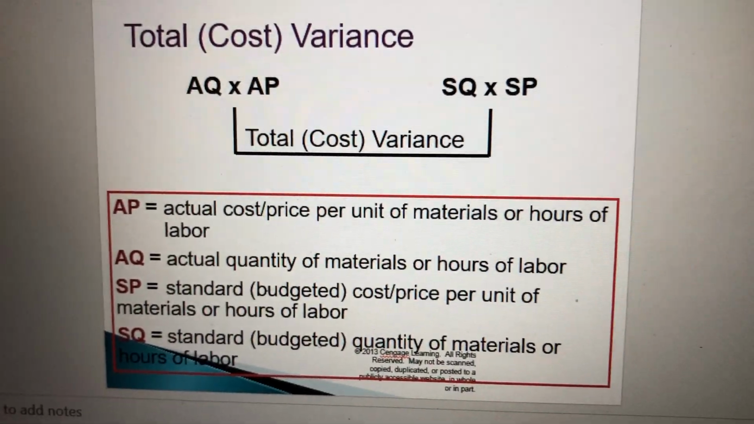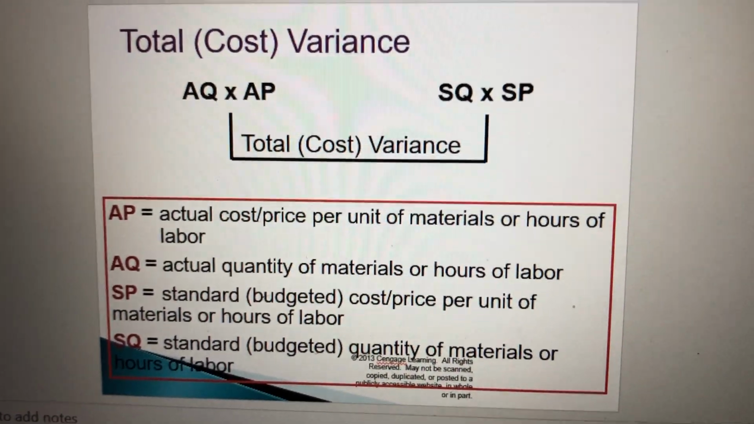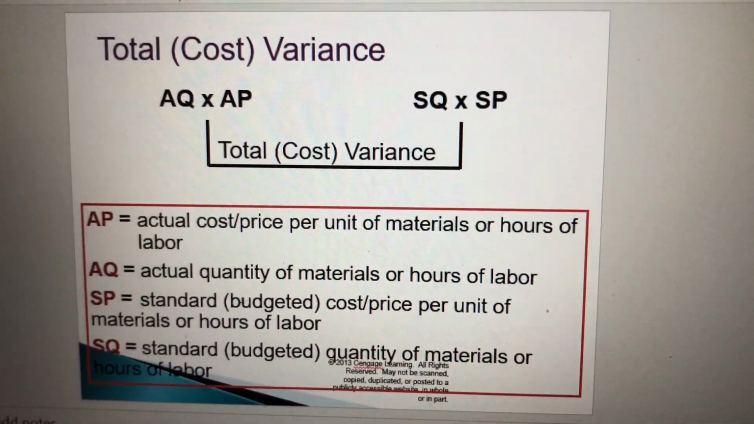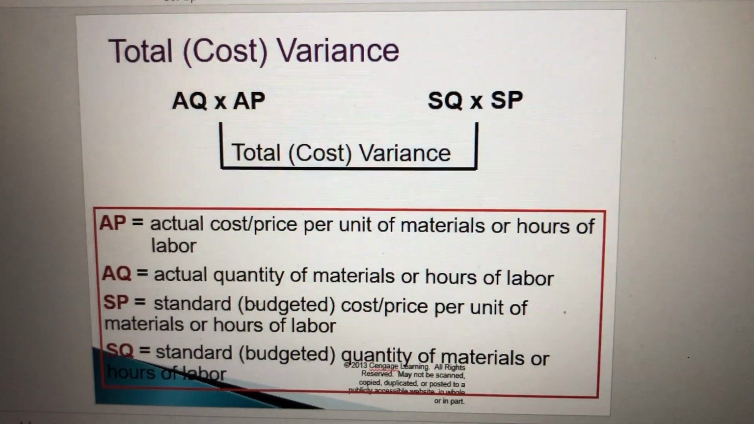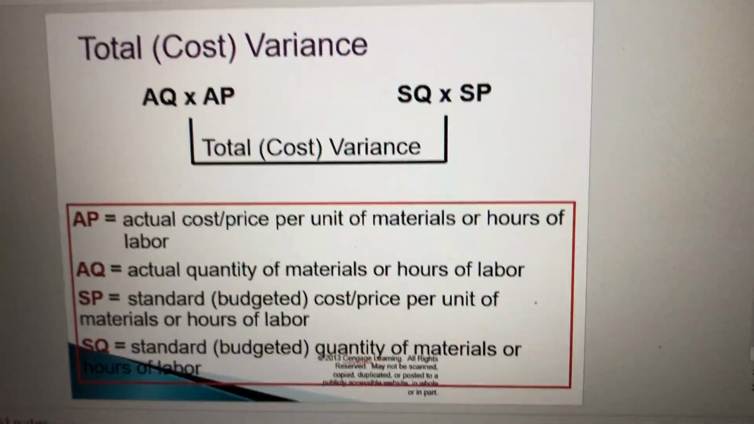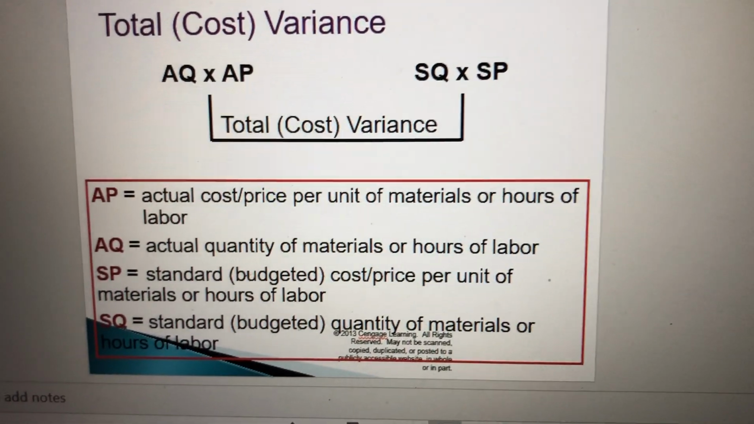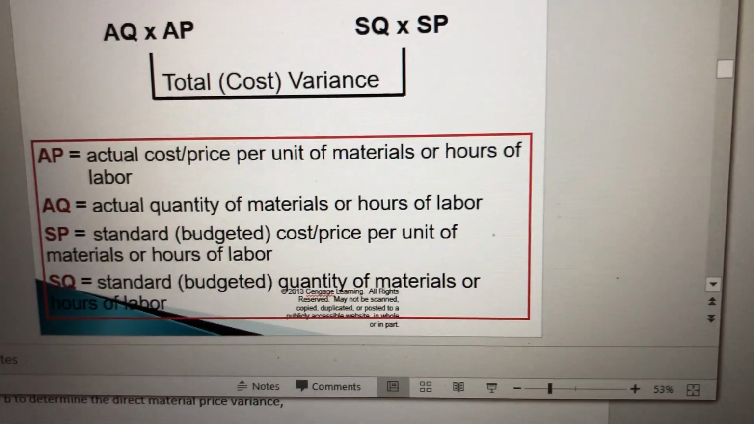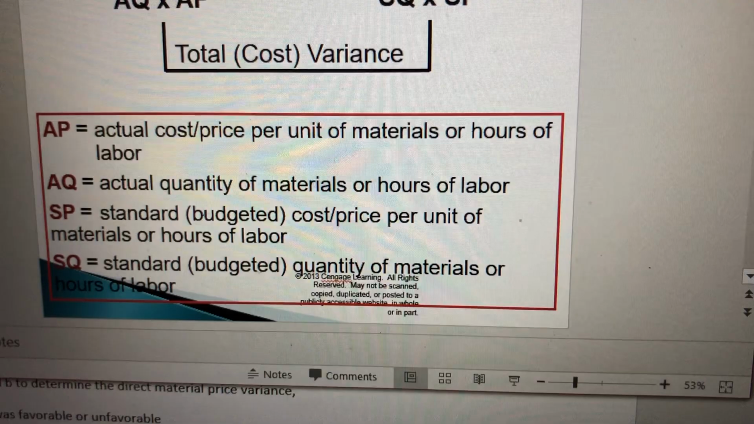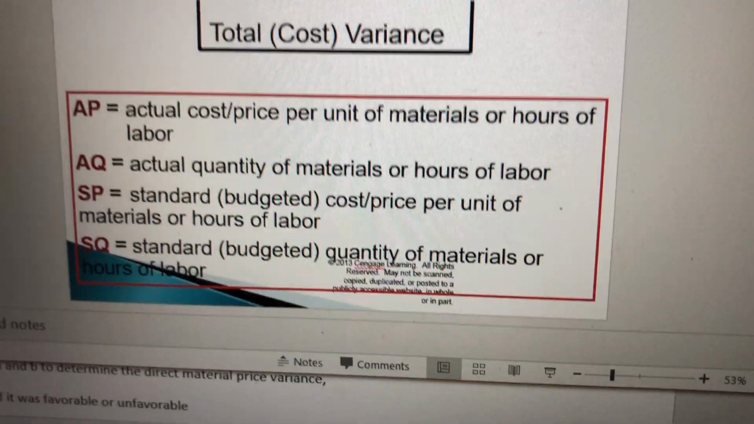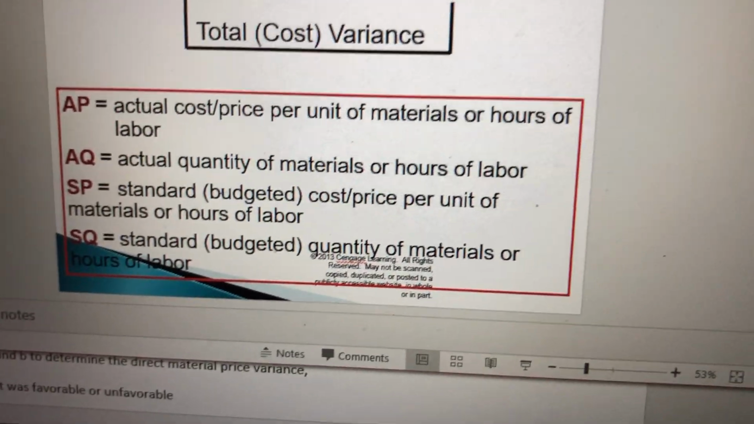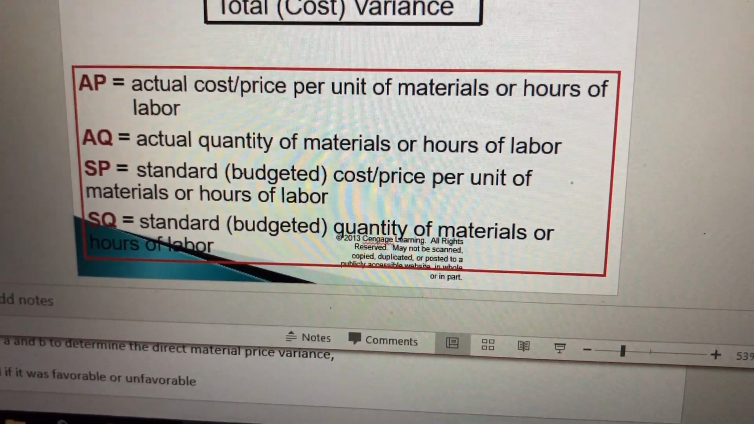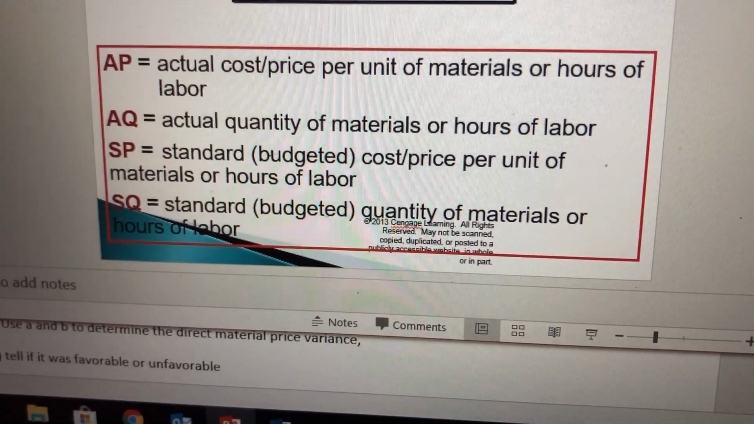Abbreviations. AP is going to be the actual price that we're paying for the material or for labor. Actual quantity is going to be the actual amount of material that was used, or it could be hours, but in this case it's going to be quantity of materials. Standard price is going to be the budgeted amount that we thought we were going to pay for the materials. Standard quantity is going to be the amount that we thought we were going to use to make the product.